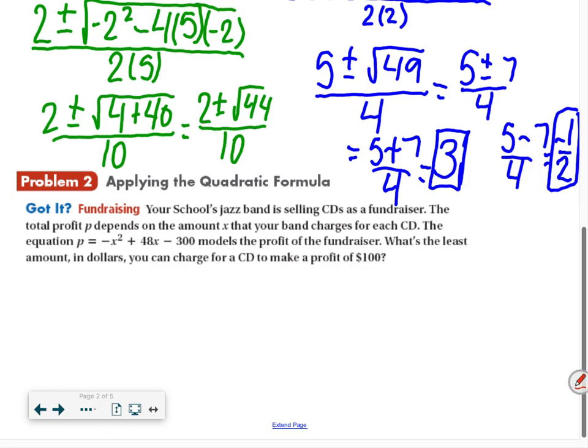Alright, we got a fundraiser. Our jazz band is selling CDs. Total profit depends on the amount that our band charges for each CD. Our little band geeks figured out a nice formula. Could you figure out that formula?